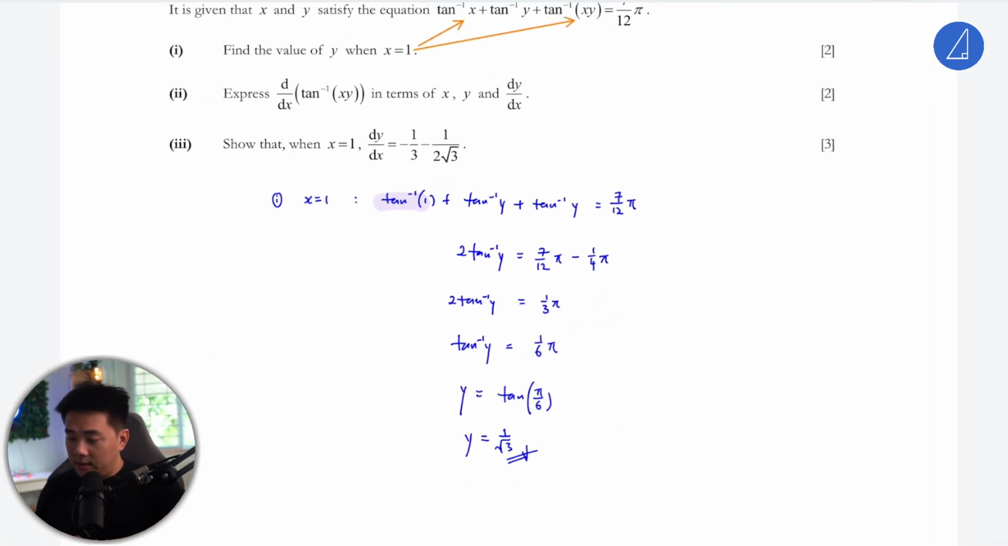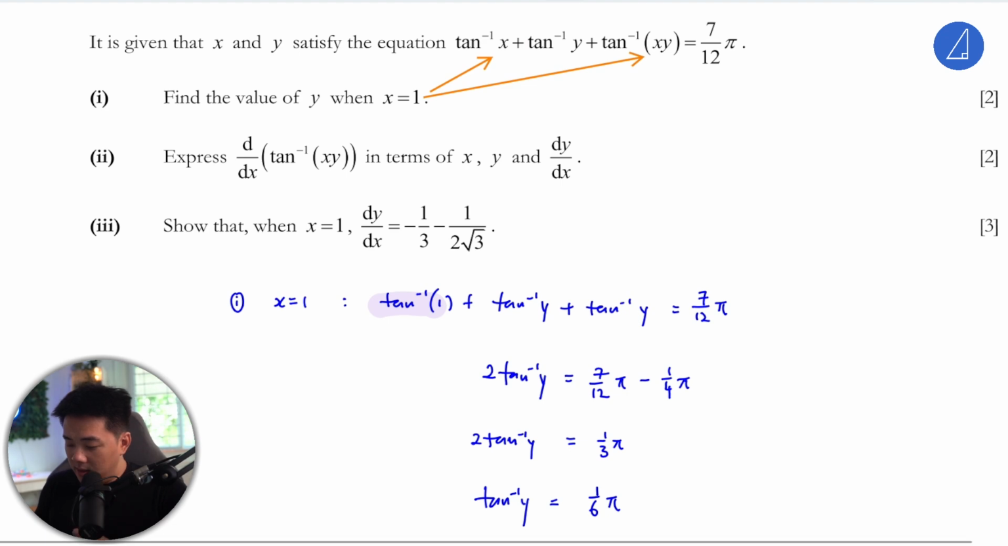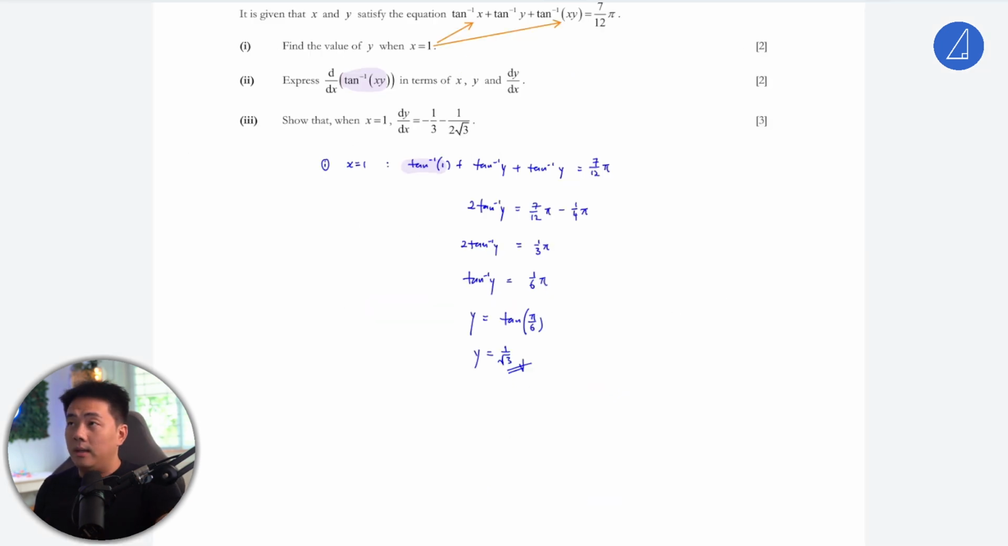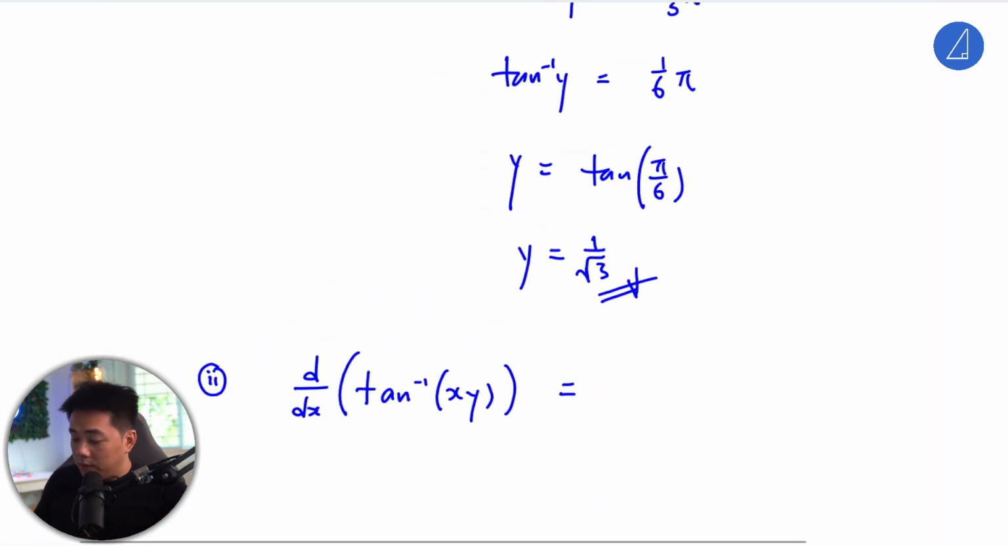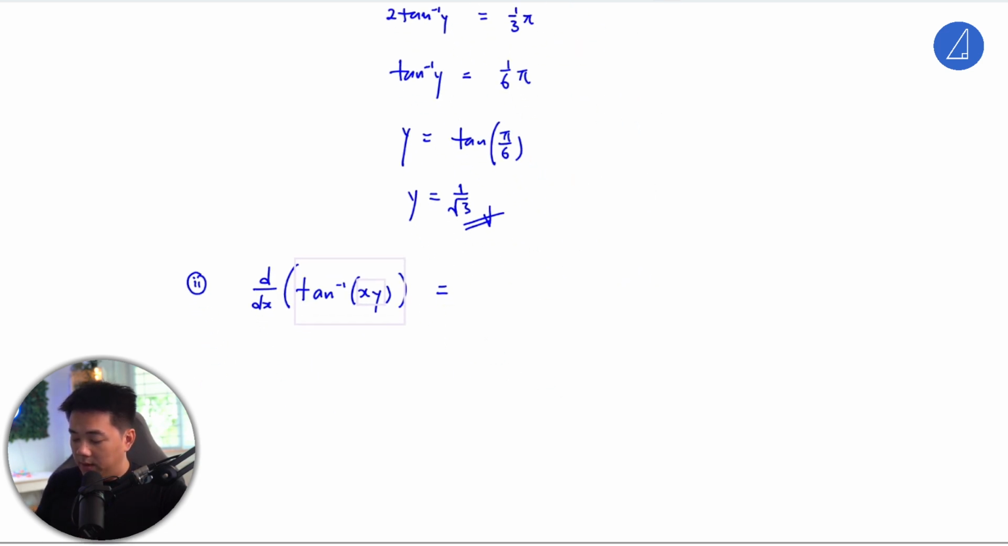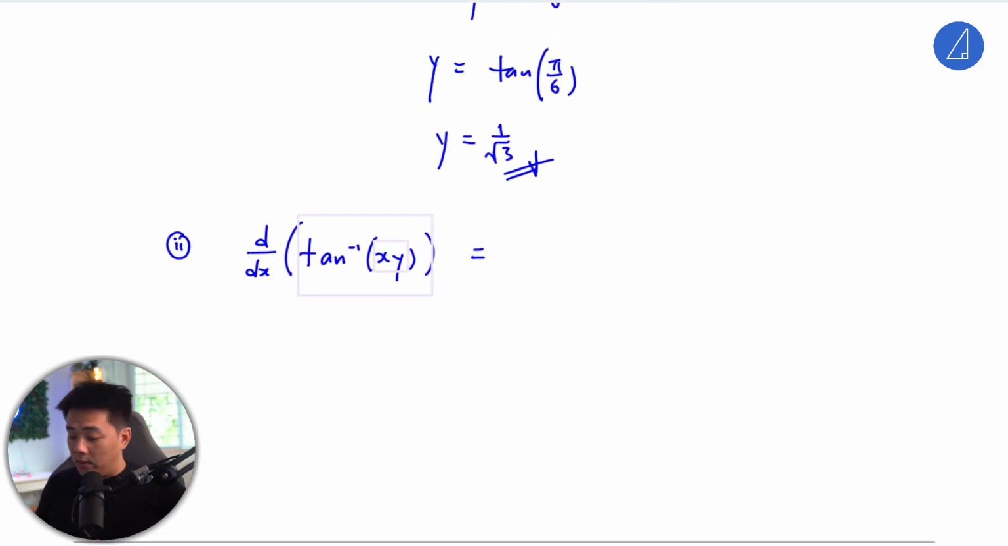Next one is express the derivative of tan inverse xy in terms of x, y and dy/dx. So don't forget to use chain rule and also implicit differentiation. So there's the outer layer, then there's the inner layer here. Then we need to use product rule for the inner layer. So this tan inverse xy will just be 1 over 1 plus xy squared, the outer layer.